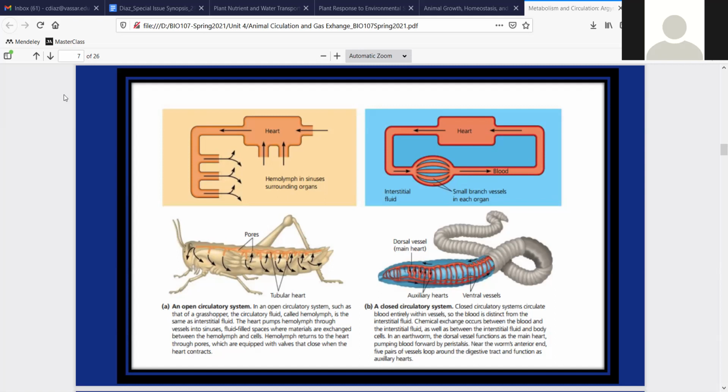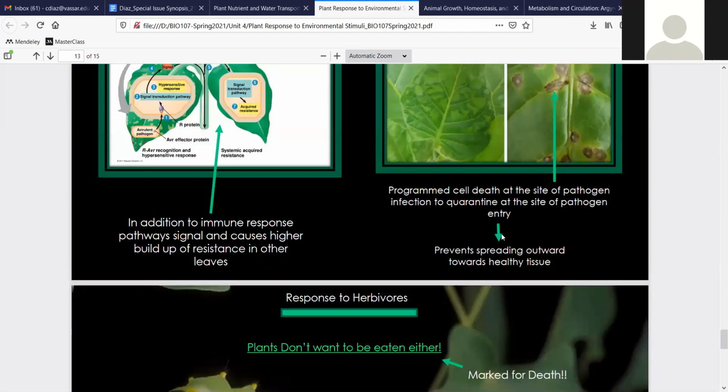Let's see. So we have another question, which I went over a little bit in the beginning, on the concept question of comparing and contrasting the human immune system and that of plants. I didn't go too much into the human immune system, if at all. So really what I'm trying to get at is a basic concept of that comparison.